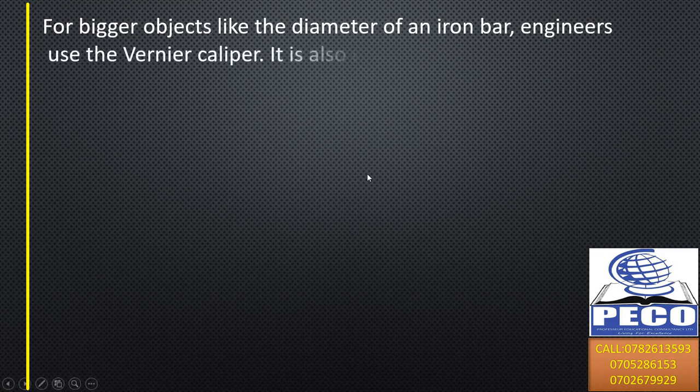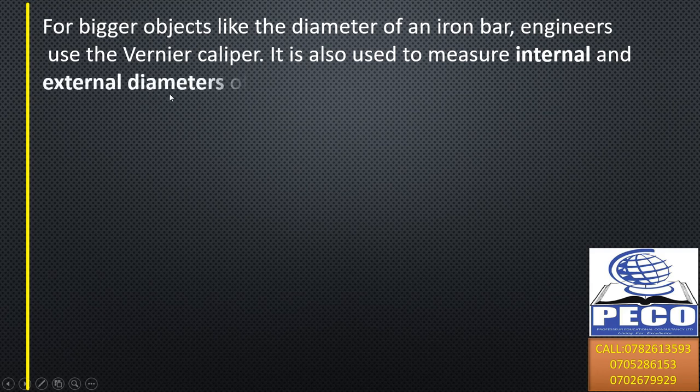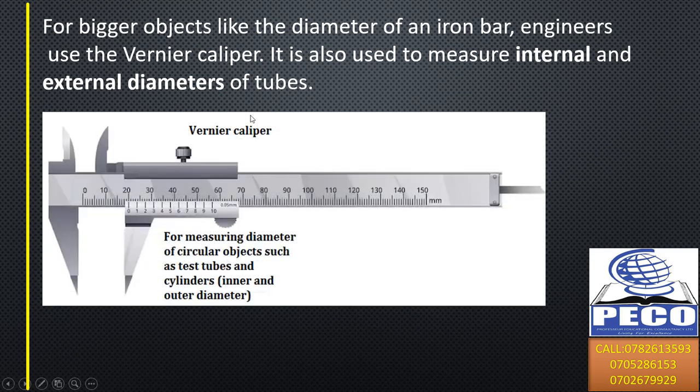For bigger objects, engineers use the vernier caliper. There is some thickness which is slightly bigger than the diameter of a wire, but still smaller than what a meter rule can measure, so we use a vernier caliper. For example, this one can be used to measure the internal and external diameters of test tubes.